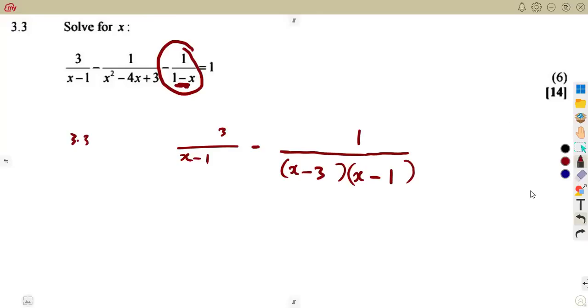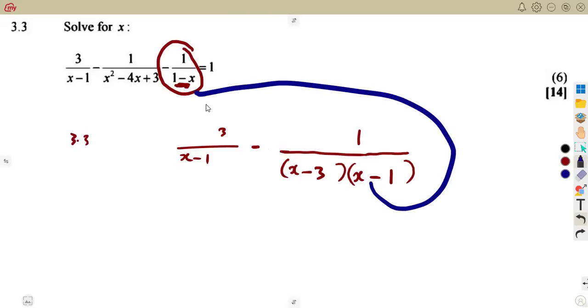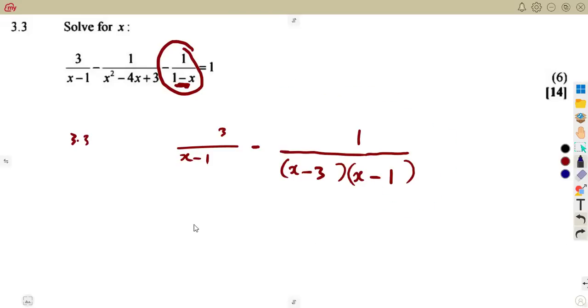Remember, these brackets that we have, they are similar. They are not the same. X minus 1 and 1 minus x, they are not the same. These ones, x minus 1, x minus 1, they are exactly the same. In the first, x is positive, 1 is negative. But in this situation here, x is negative. So we must change that one to a positive.